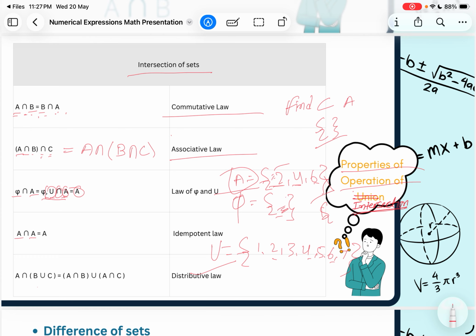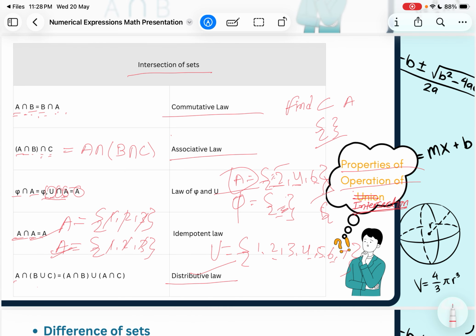Now A intersection A means if you have 1 2 3 which is A, so what is common? A, the same thing, 1 2 3. So what is common in A and A? Only A is common, 1 1, 2 2, 3 3, and this is basically A. So here is the same thing.